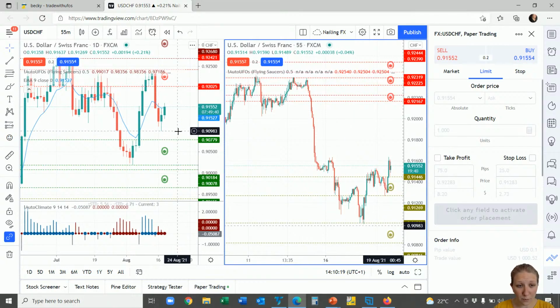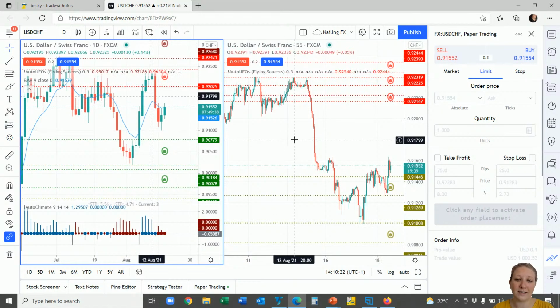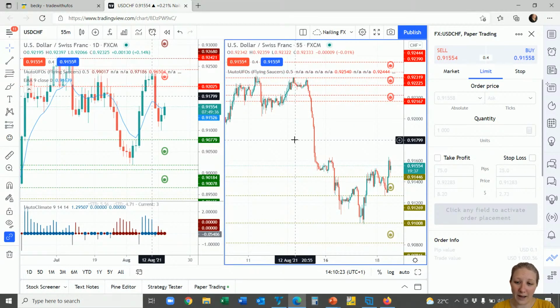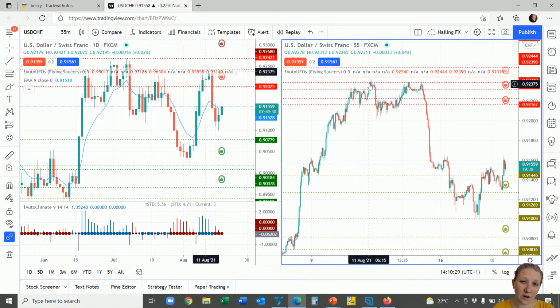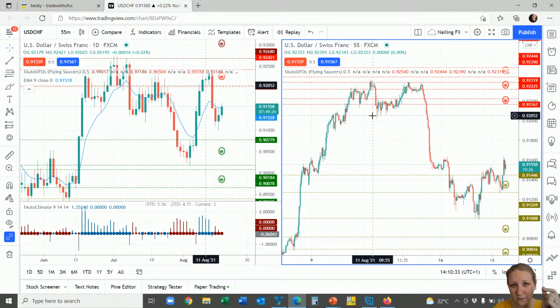So dollar Swiss, we're already on it. We want daily on the left hand side, 55-minute on the right hand side. We'll get rid of the order panel for now. If you don't have a 55-minute chart, if you only have 60 minutes, that's fine. There's a very slight difference in the probability. Usually, the time frames that coincide with Fibonacci numbers tend to give you a slightly better probability rating. It's not massive, so if you can't get a 55 and you can only get a 60, that's fine, stay with 60.